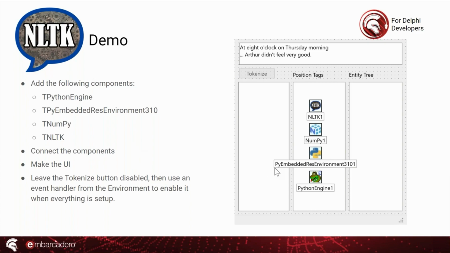You connect the components together, make the UI. The tokenize button is disabled, but then we have an event that we respond to in order to re-enable it once Python is enabled. It's pretty easy, but depending on the level of verbosity you want to have about the state of Python, you could do quite a bit of code. So you can just say, hey, tell me when it's done, or you can say, tell me what you're doing right now, and I want to display information to the users. And you've got quite a bit of flexibility.